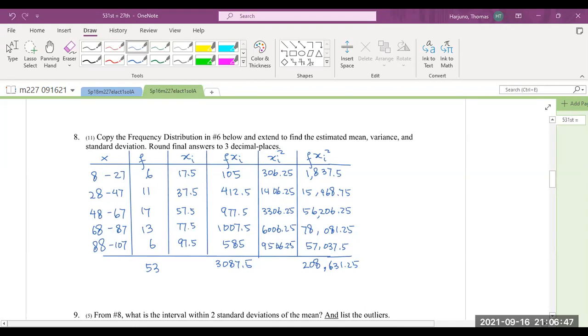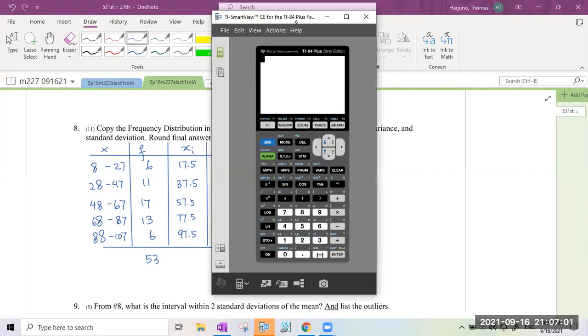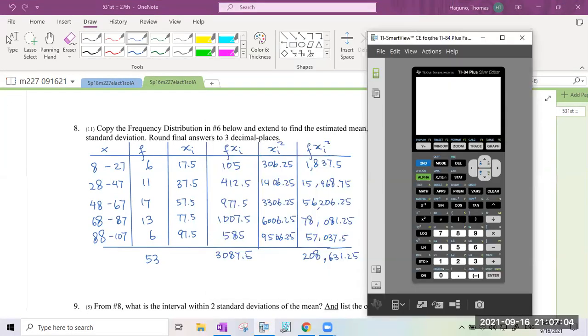Let me show you how I will check my work. Do you have your TI-83 or 84 with you? Okay, now bring it up. Together with me, we do this. What I will do is this: I will plug this column here, the xi column, into the calculator and the frequency column into the calculator also. Okay, now how do I do that?